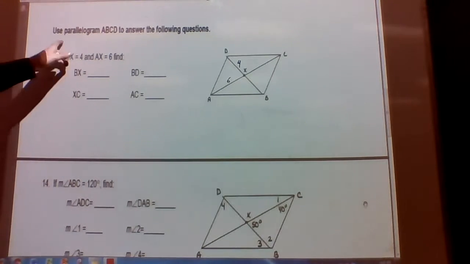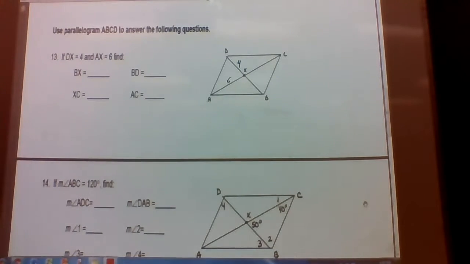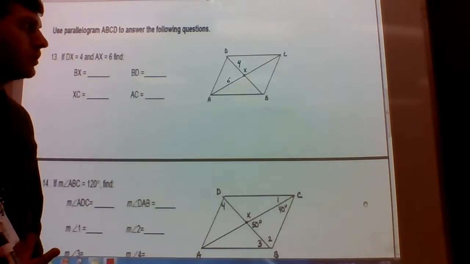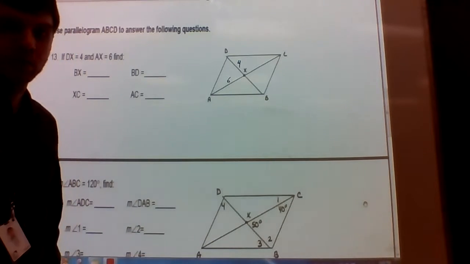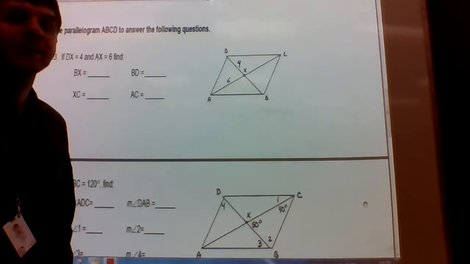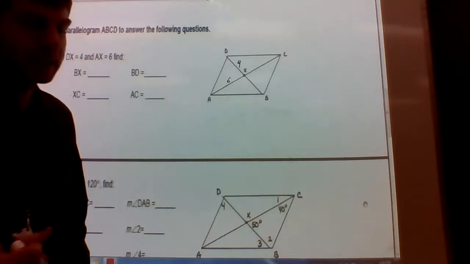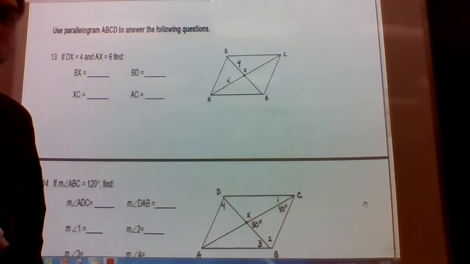So it's telling us it's a parallelogram, right? Parallelogram ABCD. So we know it has two pairs of parallel sides. We know opposite sides are going to be congruent. We know opposite angles are going to be congruent. We know consecutive angles are going to be supplementary. And we know the diagonals are going to bisect each other. Okay, so again, the term bisect means we're splitting it into two congruent segments.